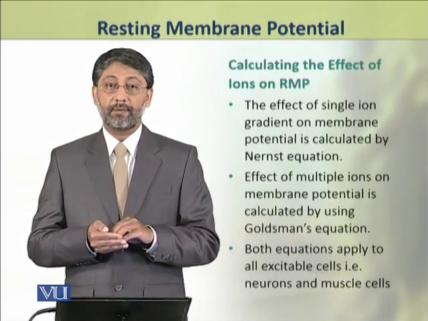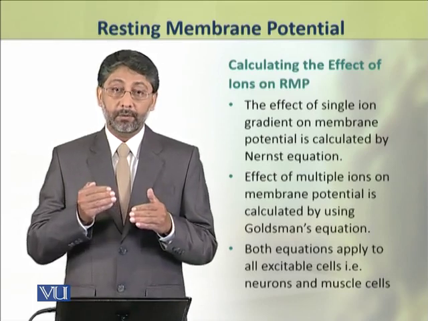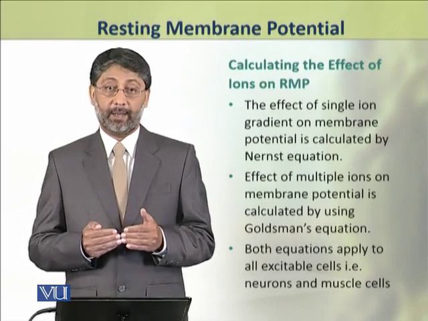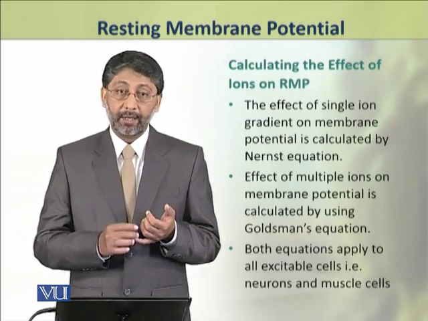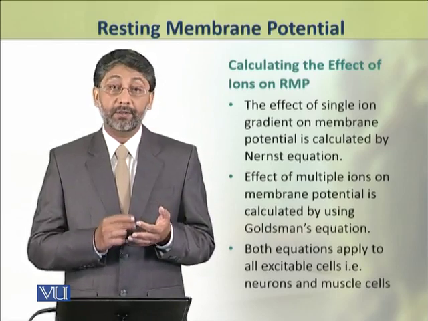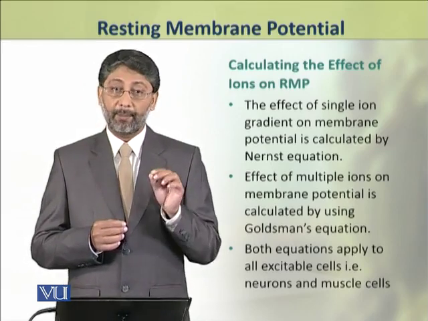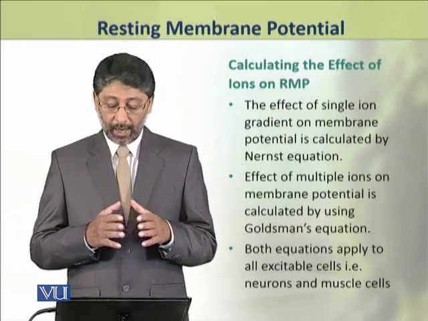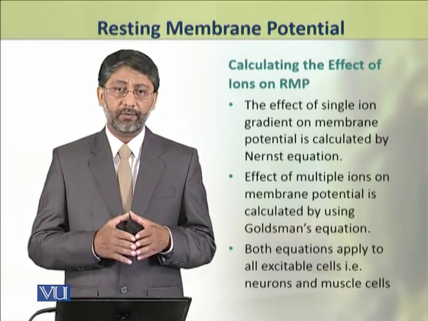अब हम उन equations का जिक्र करेंगे जिनकी मदद से हम membrane potential produce करने में किसी भी एक ion या multiple ions का effect calculate कर सकते हैं. To calculate the effect of single ion on generating resting membrane potential, we use an equation that is called Nernst equation. While to calculate the effect of multiple ions on membrane potential, we use Goldman's equation. Both these equations apply equally to all excitable cells, that is, neurons and muscle cells.